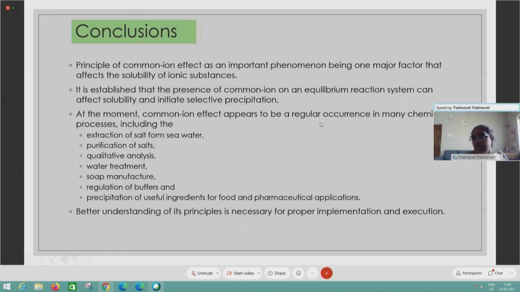Common ion effect appears to be a regular occurrence in many processes. It can be used for extraction of salt from seawater, purification of salts, qualitative analysis like our semi-micro analysis, water treatment, soap manufacture, regulation of buffers, because pH will be there, right? And precipitation of useful ingredients for food and pharmaceutical applications. So a lot of things can be done with applications of the common ion effect. We need to explore, but this is all I could share with you right now.